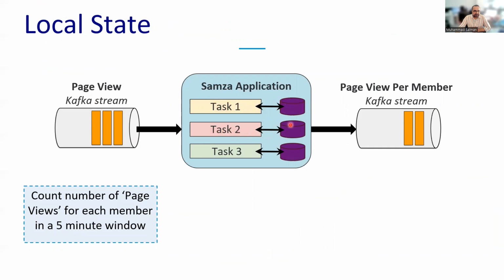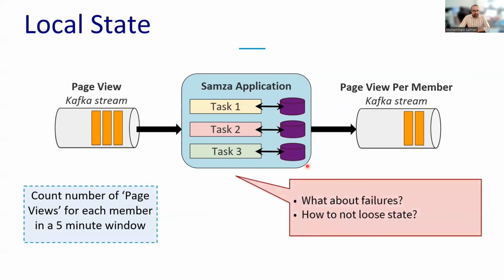Similarly, task two would have another local database, and it would store all the related state corresponding to this task, like the number of clicks and the profile. So all those kinds of states are stored individually in each memory. But the question is, how about failure? If any of the tasks fails, how do we restore it? We don't want to lose that kind of data.